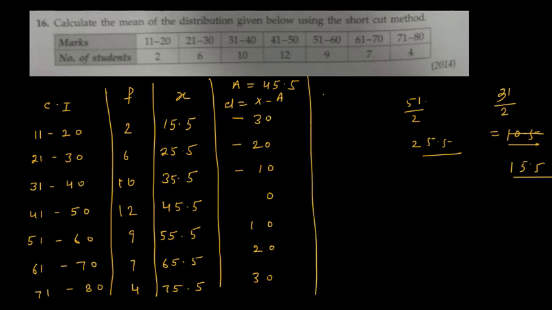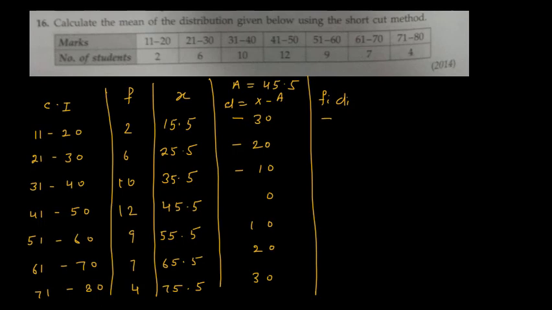And here the column is Fi into Di. So Fi into Di: 2 into minus 30, it is minus 60. 6 into minus 20, it is minus 120. 10 into minus 10, this is minus 100. This is 0. 9 into 10, 90. 7 into 20, 140, and 4 into 30, it is 120.